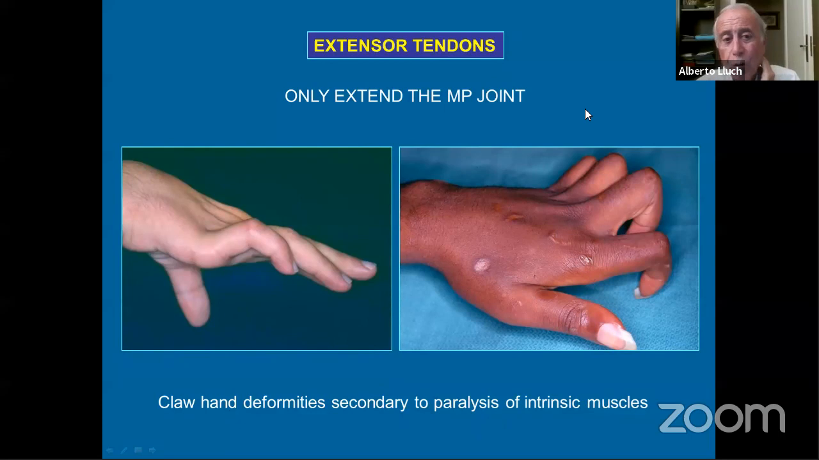Extensor tendons only extend the MP joint, as we can see when we have a claw deformity of the hands with a palsy from the ulnar nerve lesion or median and ulnar nerve lesion. And here we can see the action of the extensor tendons, extension of only the MP joints, because they don't have intrinsic muscles because of the nerve lesion.